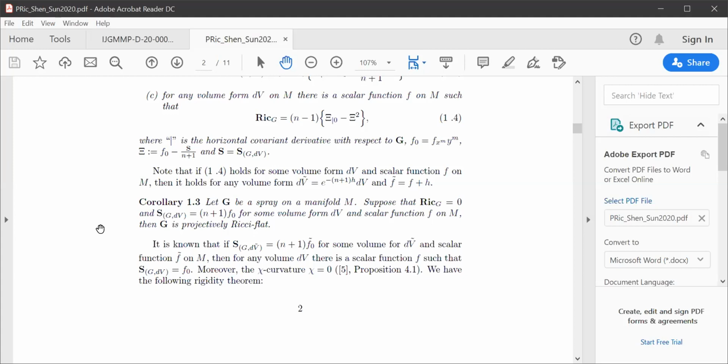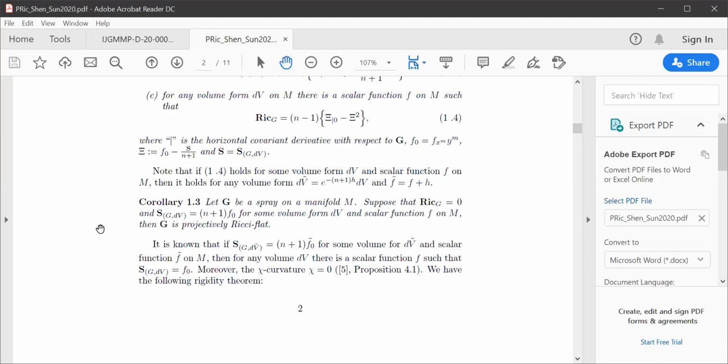Usually people don't talk about that. Yeah, this is about the condition of the spray. For some volume form, if the S curvature is exact, df is exact, then for any volume form, it will be exact. So this will be independent of the choice of particular volume form.